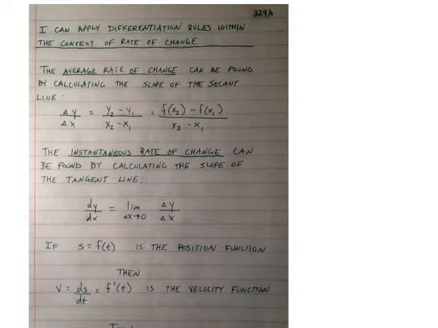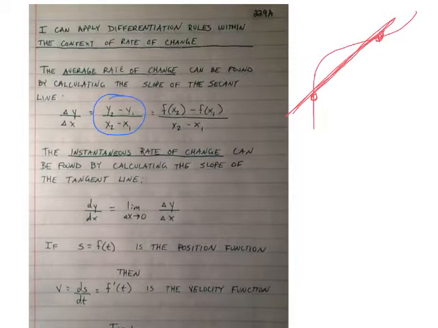First, let's quickly go over some notation. Average rate of change can be found by calculating the slope of the secant. So if you had something like this, you can find the average rate of change between those two points by finding the slope of the secant. The most common way would be to take y2 minus y1 over x2 minus x1, or in function notation, f of x2 minus f of x1 over x2 minus x1.